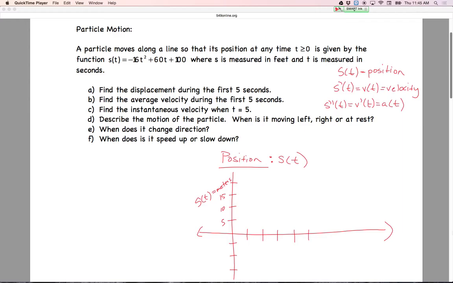Isn't that backwards? What? Sorry. Is that good?